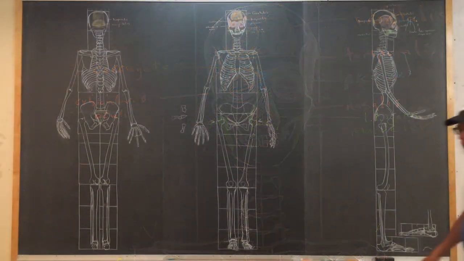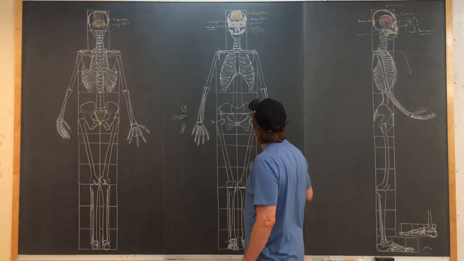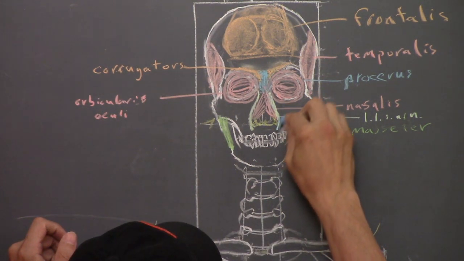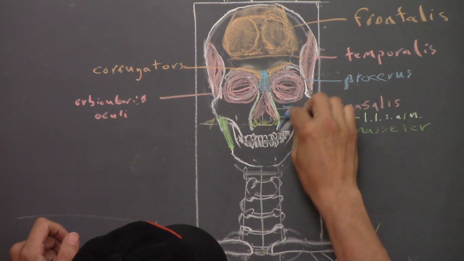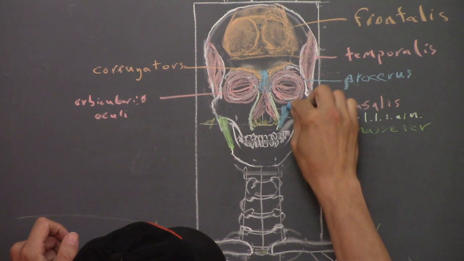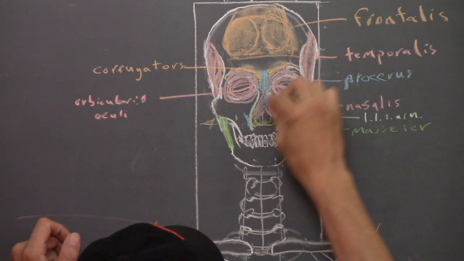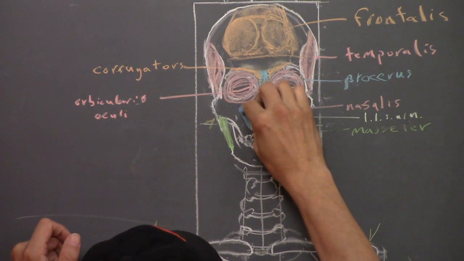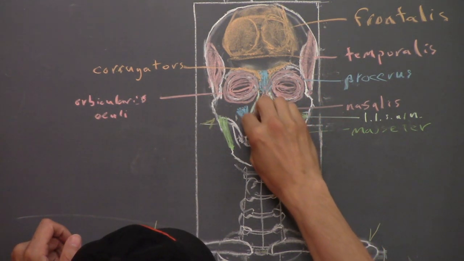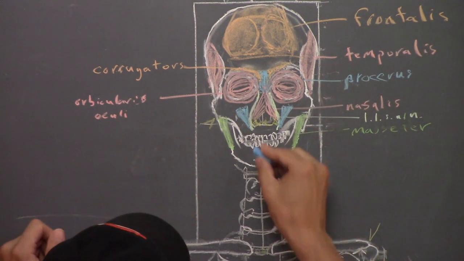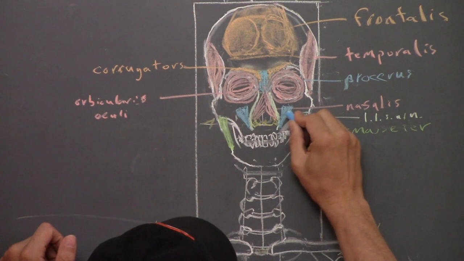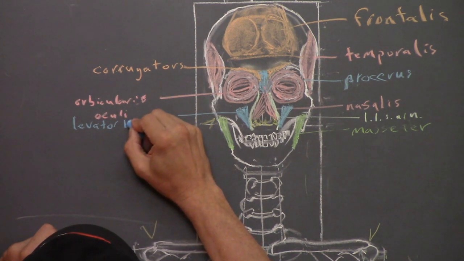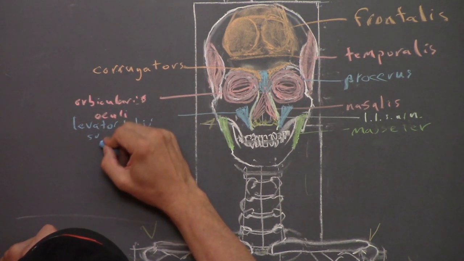Okay, the next muscle that's deep to a couple of the others is simply the levator labii superioris, and it's going to come down to the outside of the one we just drew, kind of like this. The muscle fibers, the strands, running down like this. Levator labii superioris.